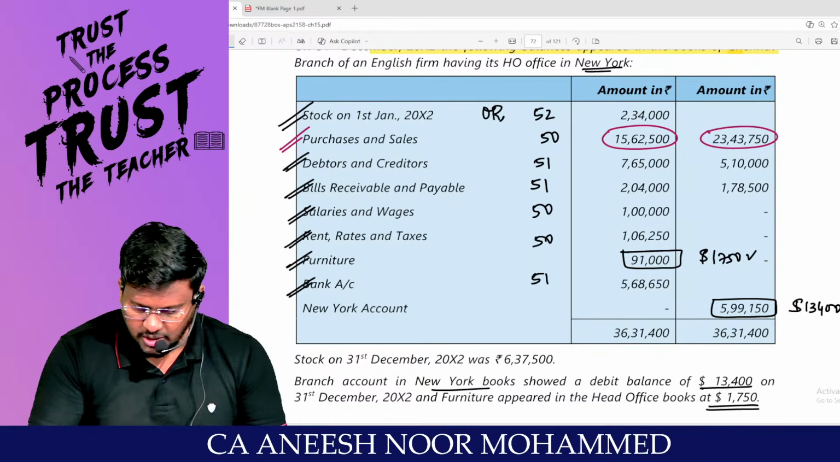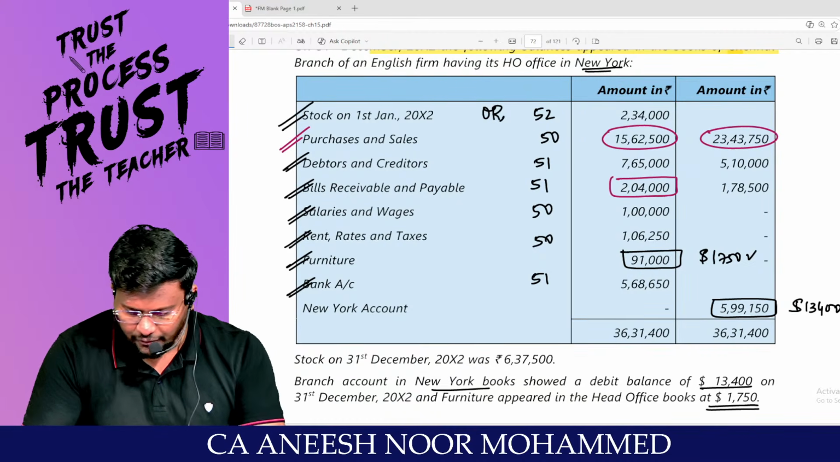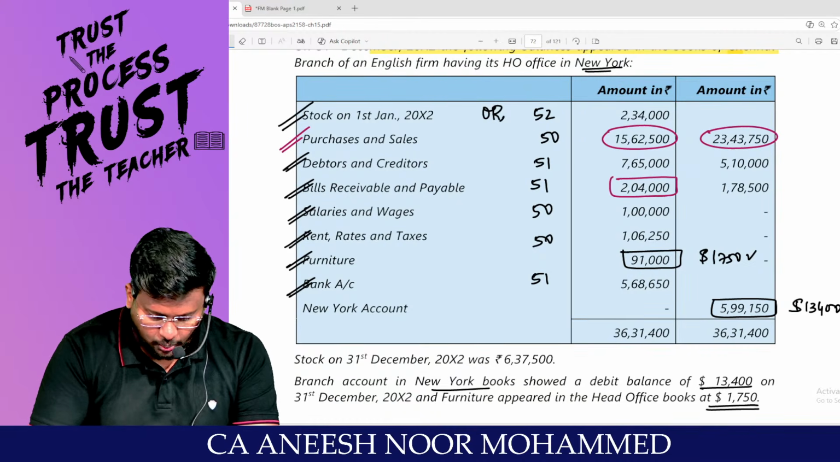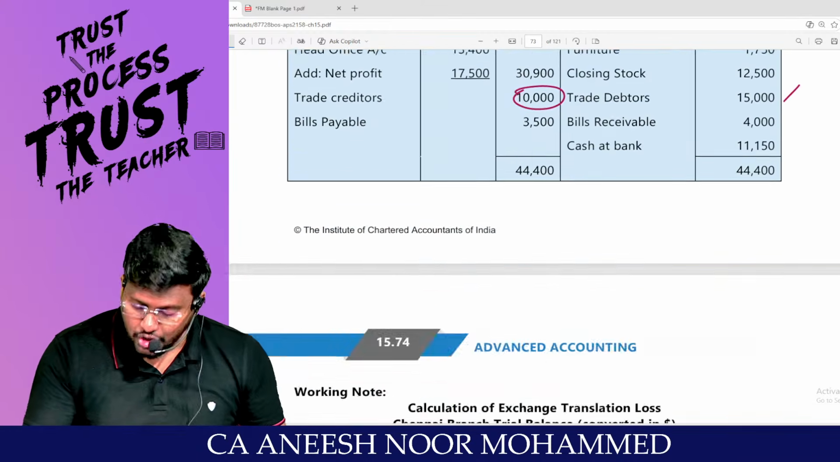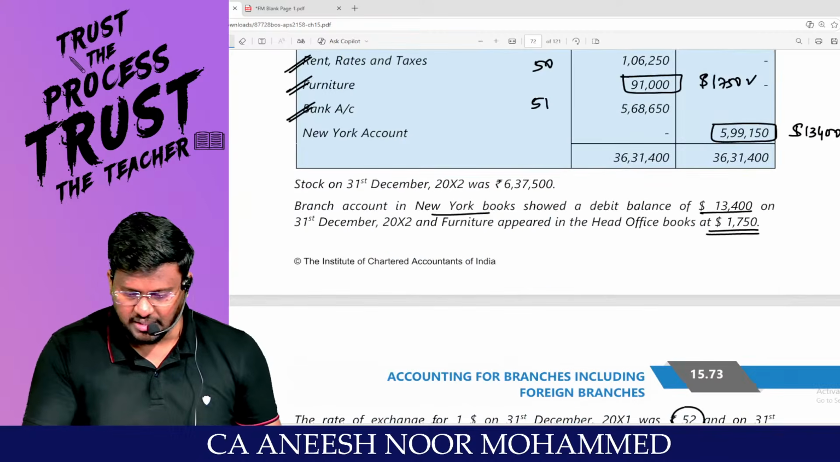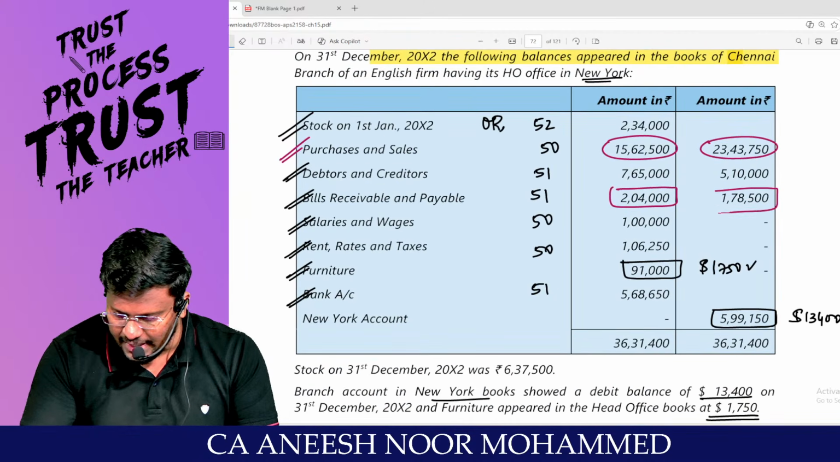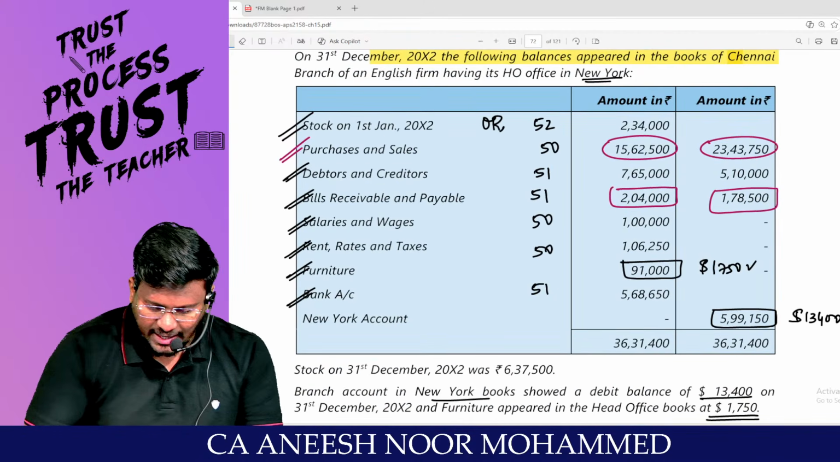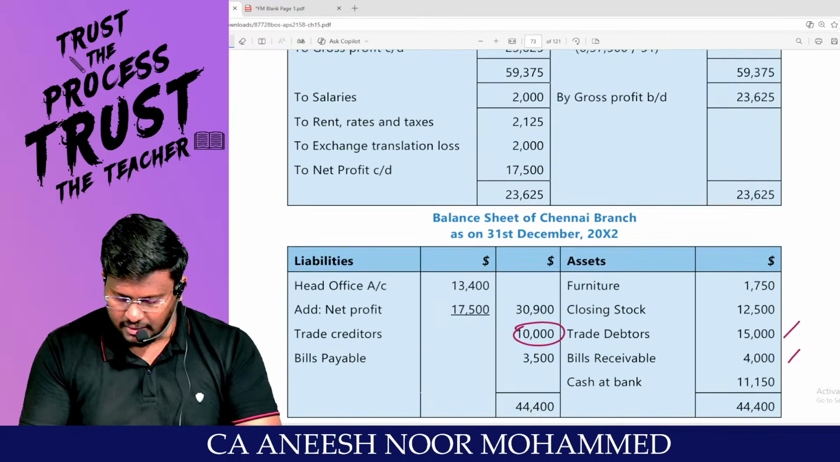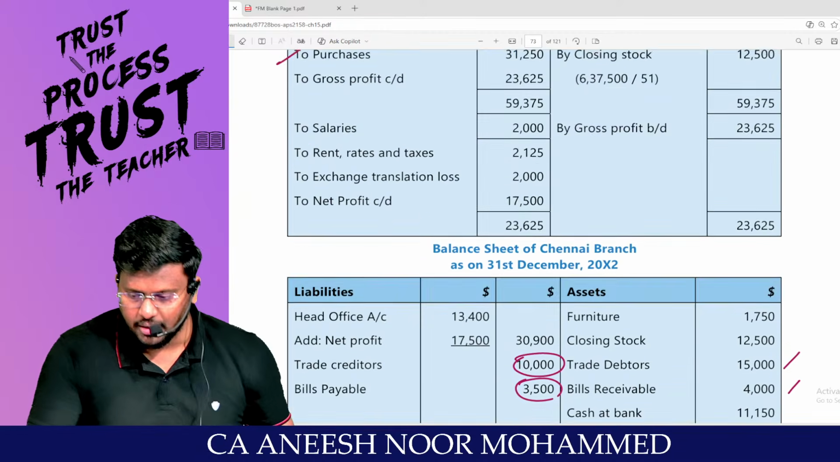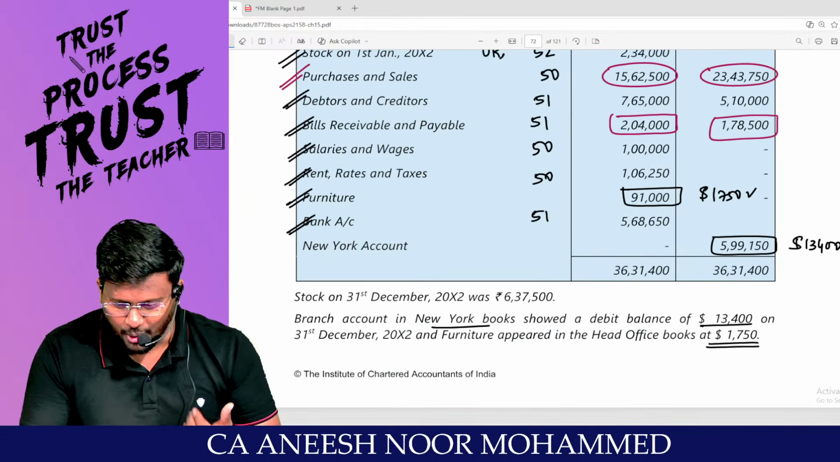Bills receivable and bills payable are monetary items. 2,04,000 divided by 51 comes to 4,000 is the bills receivable. On the asset side of the balance sheet, 4,000 is bills receivable. And here 1,78,500 divided by 51 comes to 3,500 is the bills payable. 3,500 bills payable. Very easy.